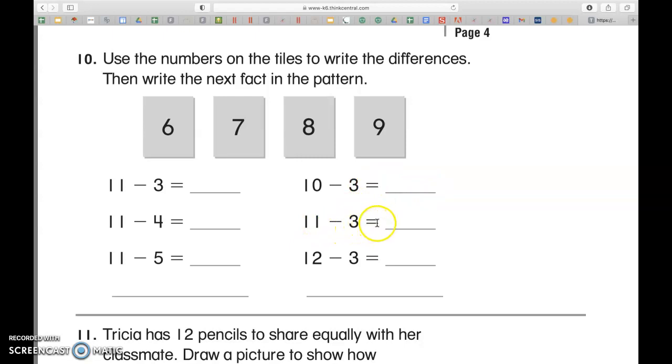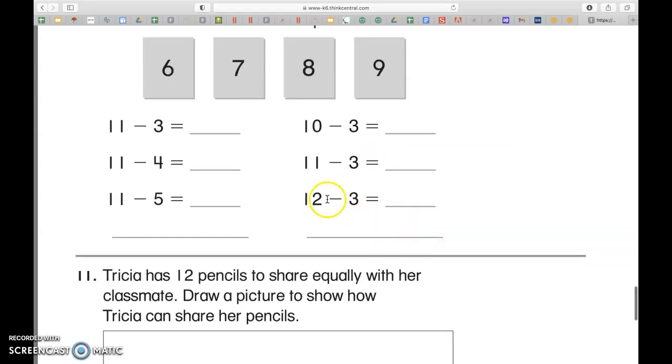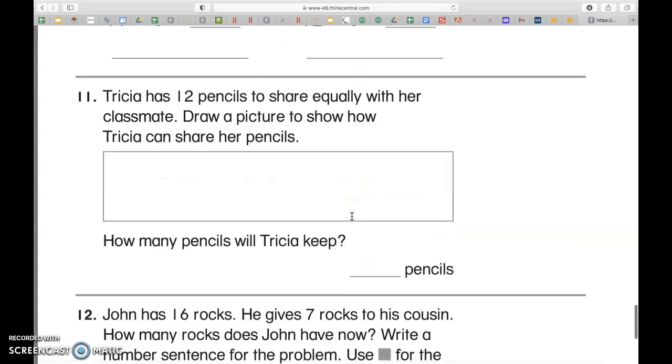11 minus 3 equals, put your answer there. 12 minus 3, your answer goes there. And then you have to write the next subtraction sentence in this pattern. 10, 11, 12, what you believe goes there. Minus, and you've been taking away 3 this time.